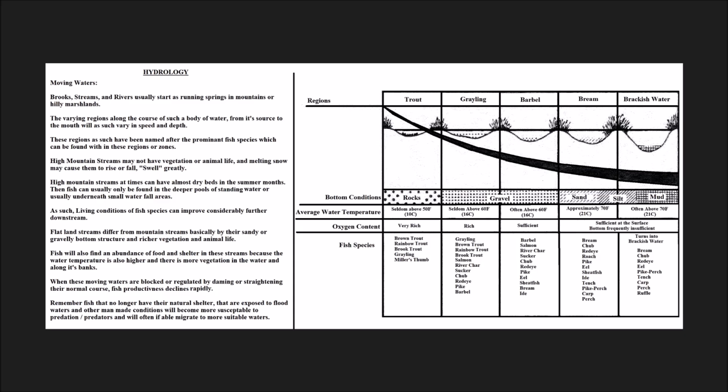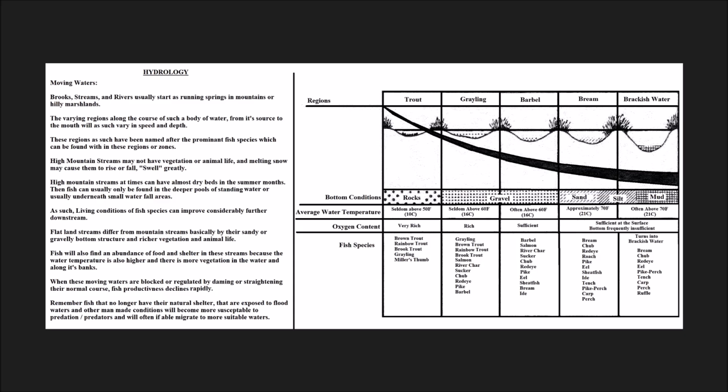Moving waters include brooks, streams, and rivers. They usually start as running springs in mountains or hilly marshlands. The varying regions along the course of such a body of water, from its source to the mouth, will as such vary in speed and depth. Again, top of the mountain, flatlands.